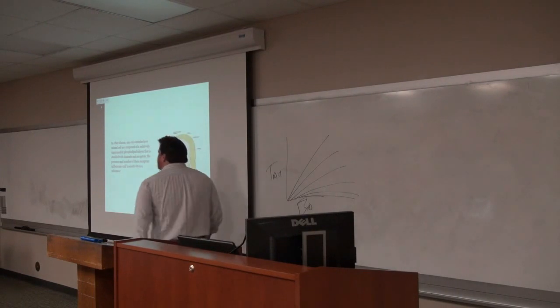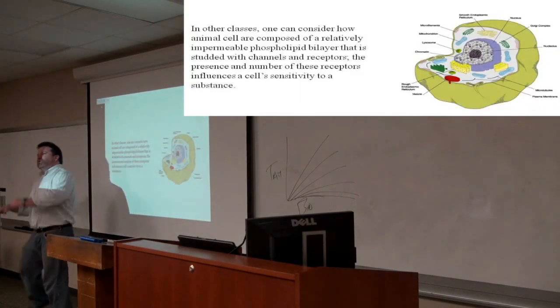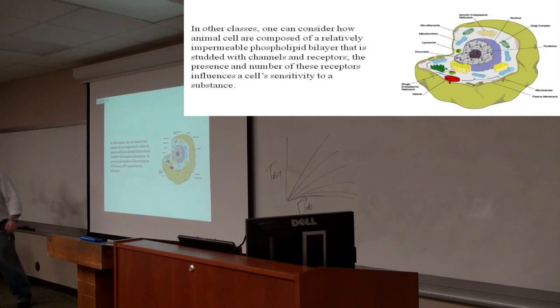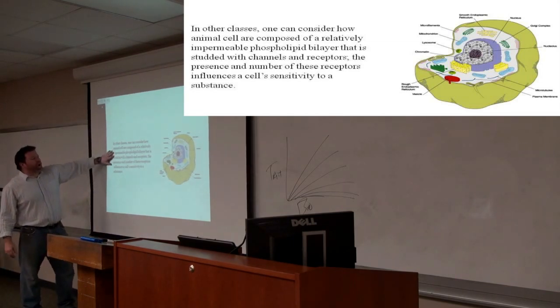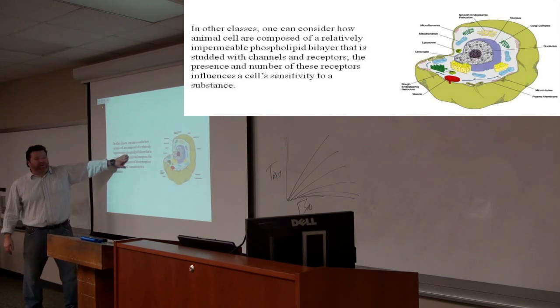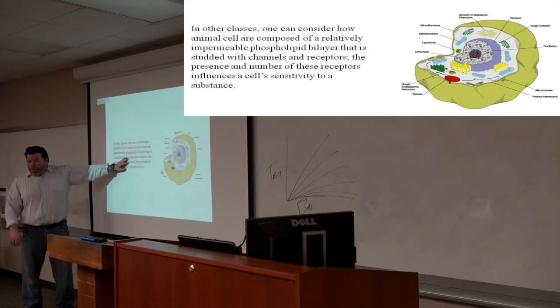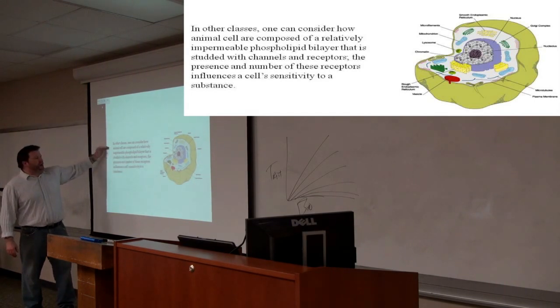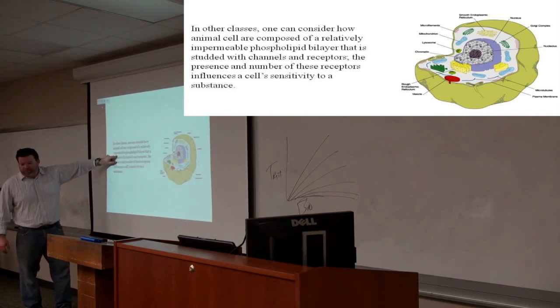So, in other classes I teach, I spend months with this idea. Y'all get 5 minutes. But what I do is I say, well, we can consider how an animal cell is composed of a relatively impermeable phospholipid bilayer. Whew, that's a lot of words to string in a sentence. So, okay, animal cells are composed of a relatively impermeable... What does that mean? Only some things can go through.